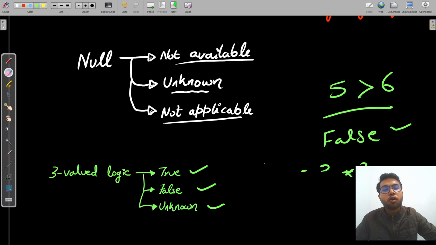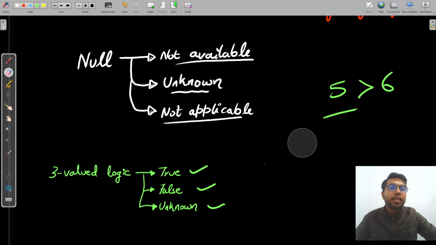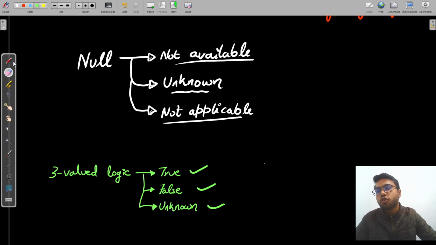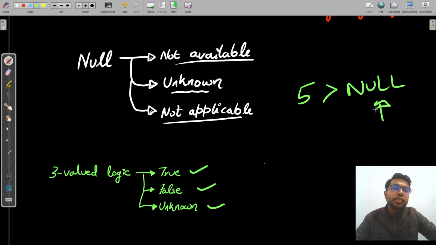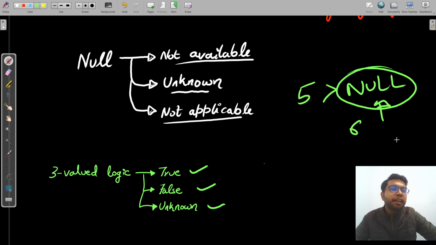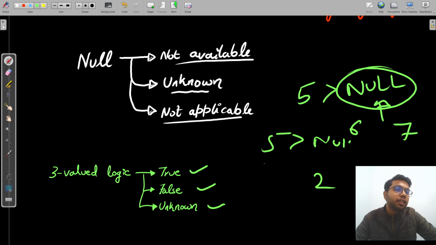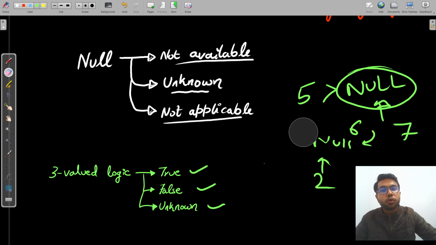Let's see how that would happen. As I said, null is the absence of anything. So what if I were to say 5 greater than null? Now, this null implies absence. That means this could have been anything. It might have been 6, it might have been 7, it might have been 2. That means that we don't know whether 5 greater than null is false or true. We don't know that, and that is why we use unknown.